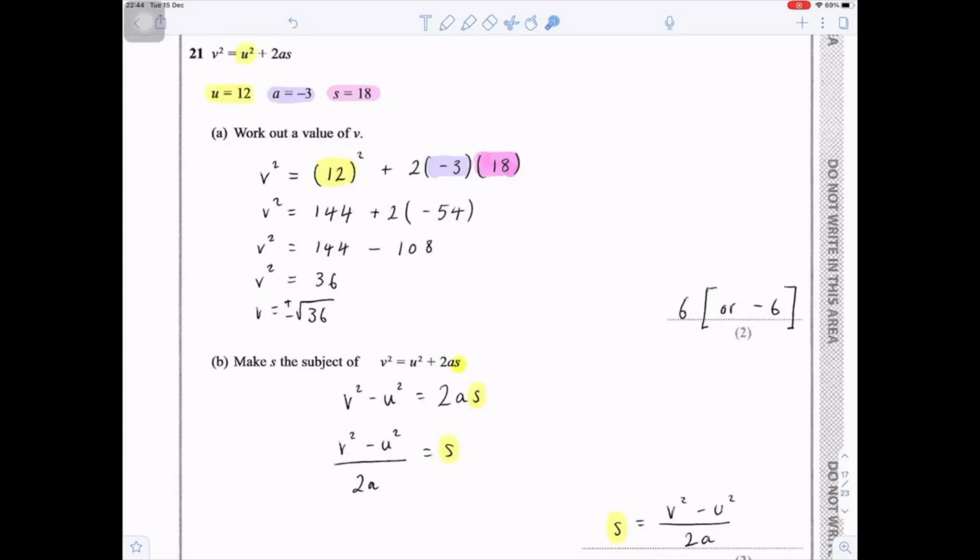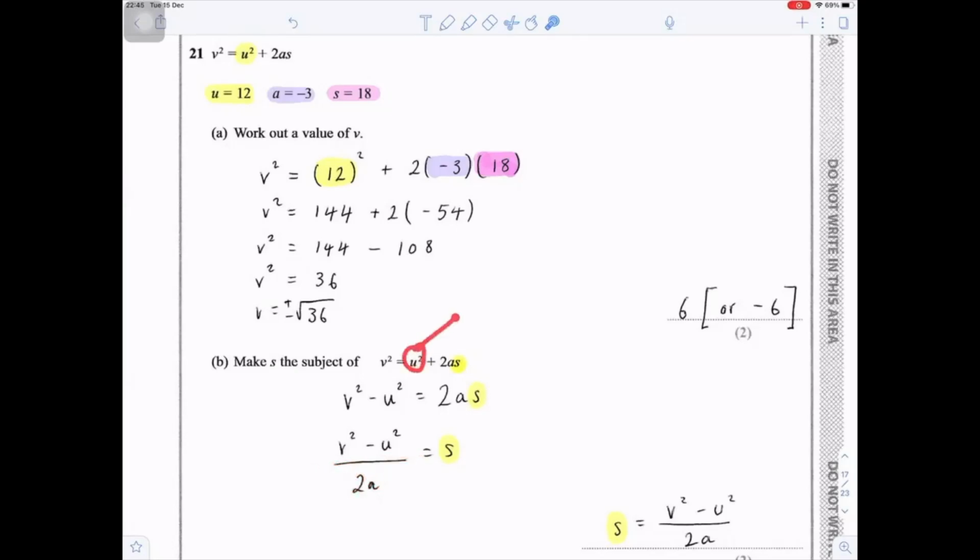So the inverse of plus U squared is minus U squared. It's like removing your shoes is the U squared, and the 2A is your socks. So you remove the shoes first before the socks. So the shoe is the U squared. So the opposite of plus U squared is minus U squared. So we've removed U squared. Now we have to remove the socks. The socks is 2A. So the opposite of times 2A is divide by 2A.